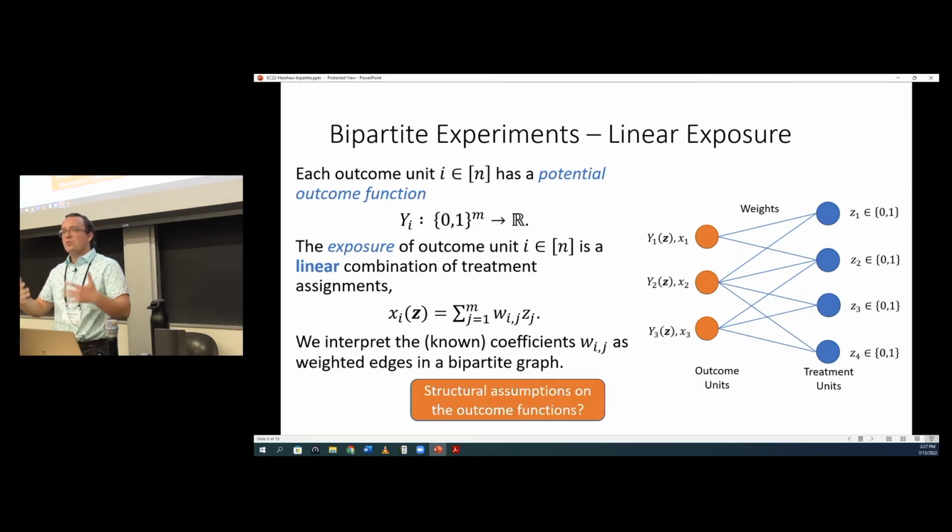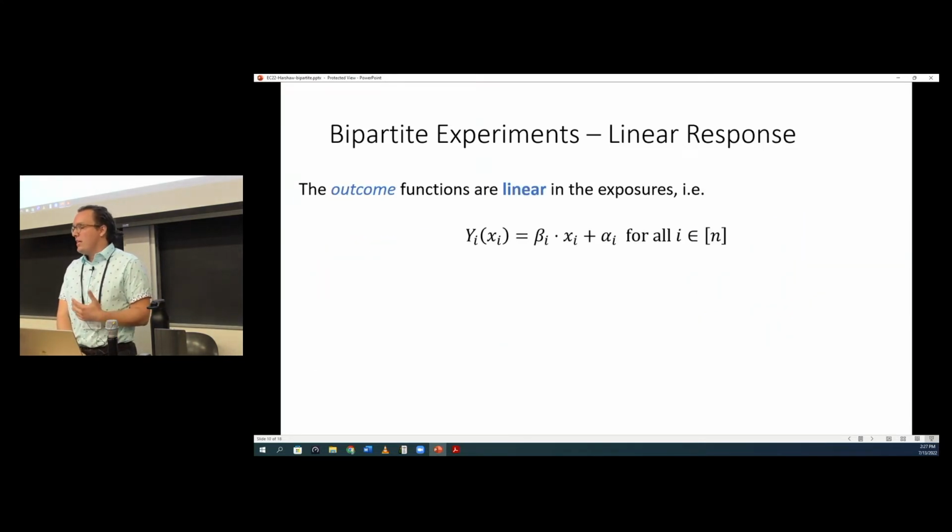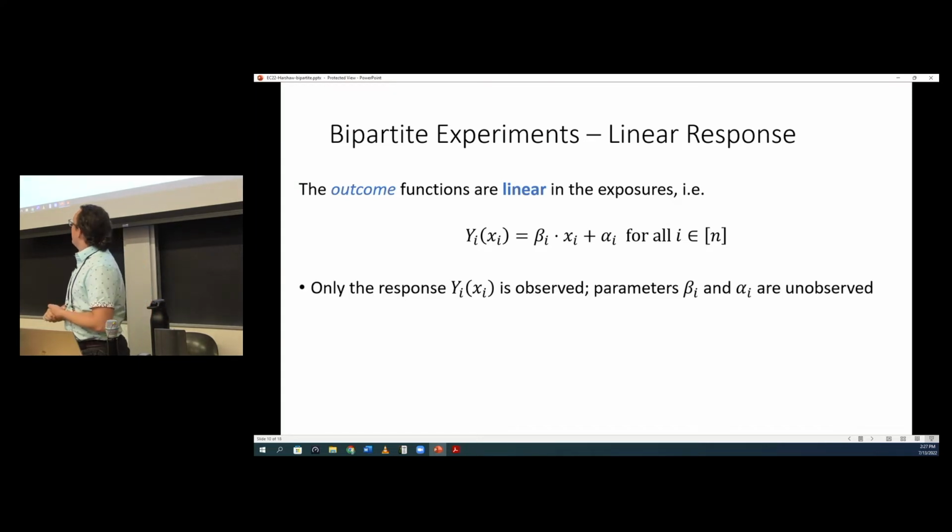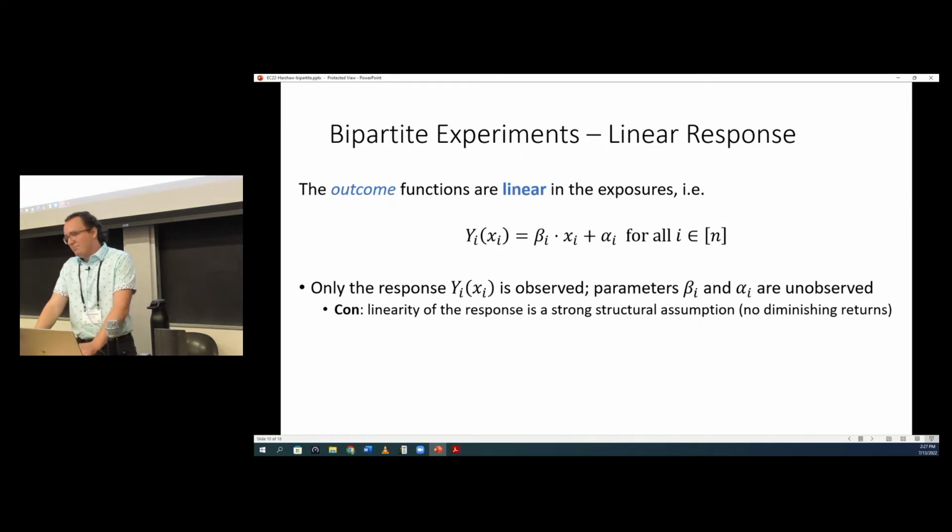And so what's left now is structural assumptions on the outcome functions. How do they look? And we assume that they are linear in the exposures. So each unit I, the outcome that it has is some beta I times its exposure plus some intercept term alpha I. And I want to emphasize that the response yi of xi is what's observed. These parameters, beta I and alpha I, they are unobserved. And we run the experiment once, so we only have one value, one evaluation of y, so we can't hope to learn these parameters here, at least not in any reasonable way.